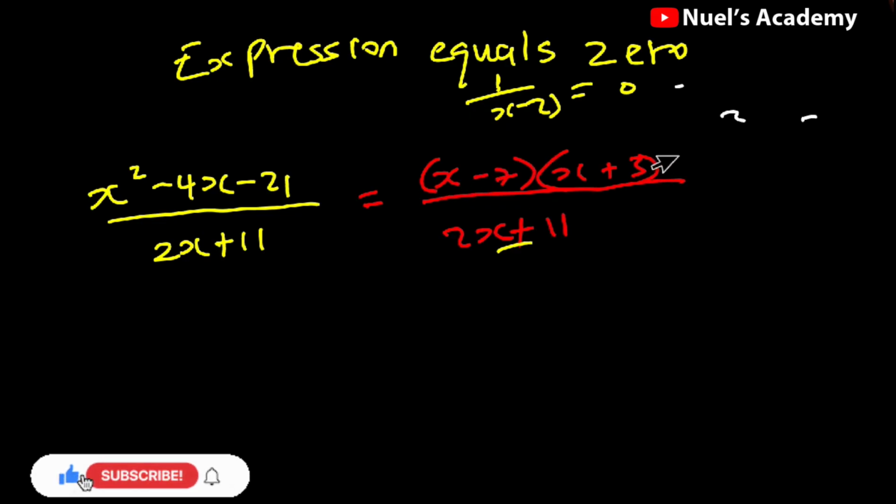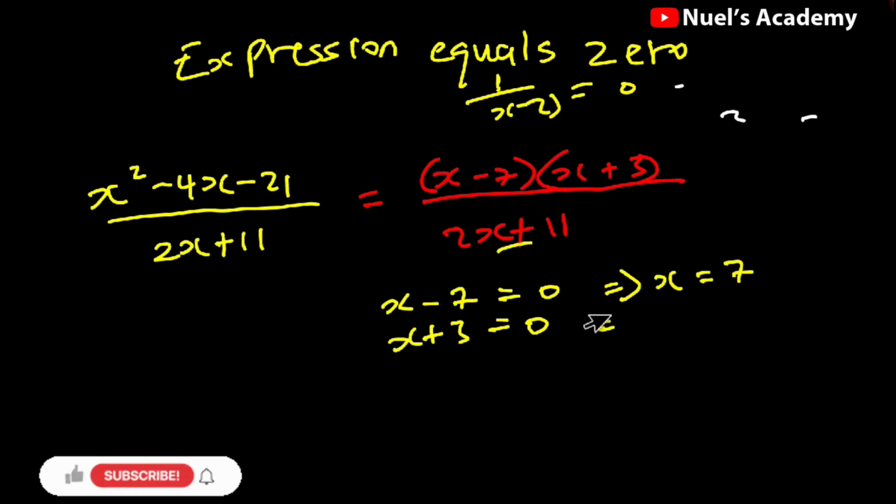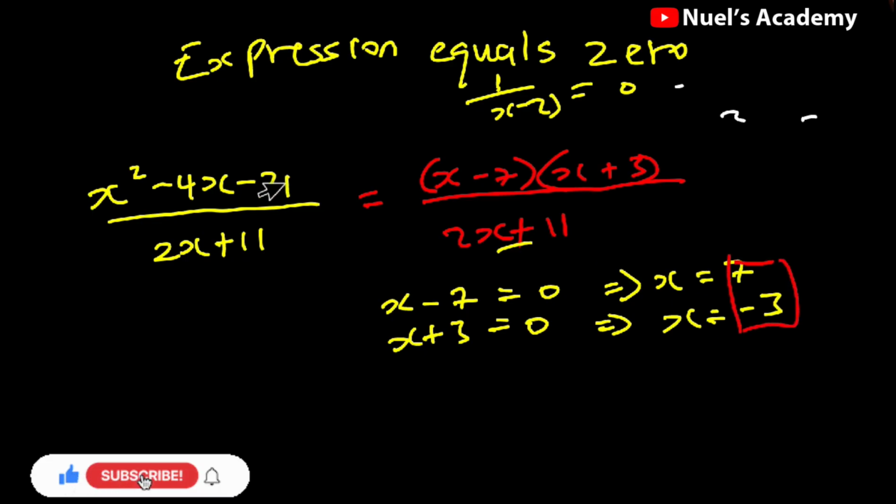So let's equate the numerator to 0. We have x minus 7 equals 0, and x plus 3 equals 0. Now this will be x equals 7. If you solve this, it will be x equals negative 3. These two values of x are what will make this expression 0 by the time you plug them into this expression.